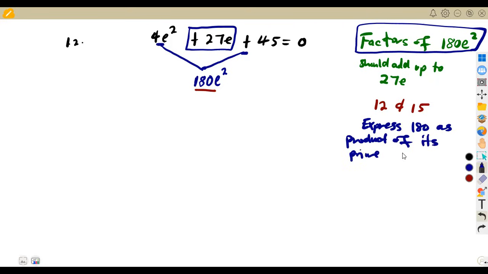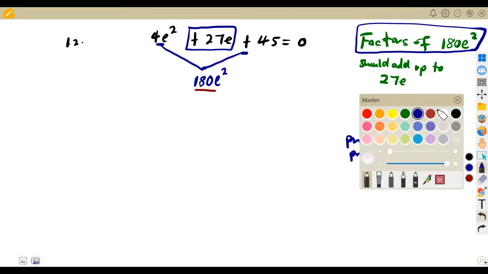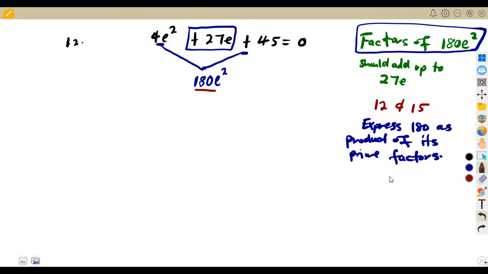This is the major part that we had in our N1, whereby we express a number as a product of its prime factors to find HCF. So 180 as a product of its prime factors, meaning we start with the smaller number, which is 2. We divide 180 by 2, that is 90. 90 divided by 2 is 45.